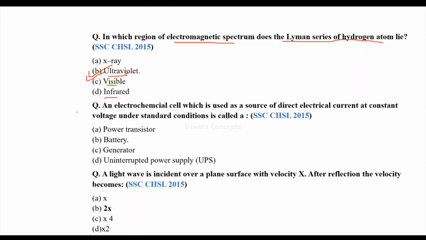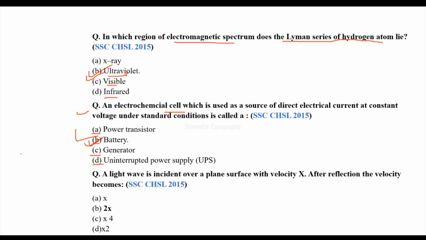Now next question, an electrochemical cell which is used as a source of direct electrical current at a constant voltage under standard condition is called what? Options: A, power transistor, option B, battery, option C, generator, and option D, uninterrupted power supply, that is called UPS. Now the correct answer is battery, option B. Option B is the correct answer.